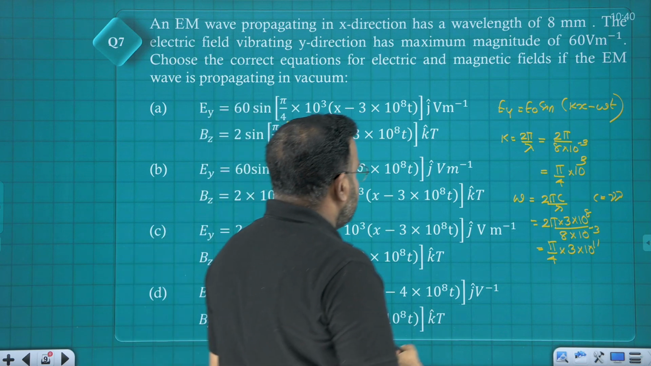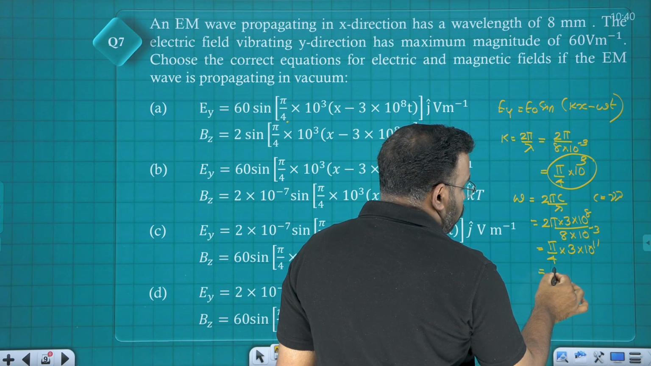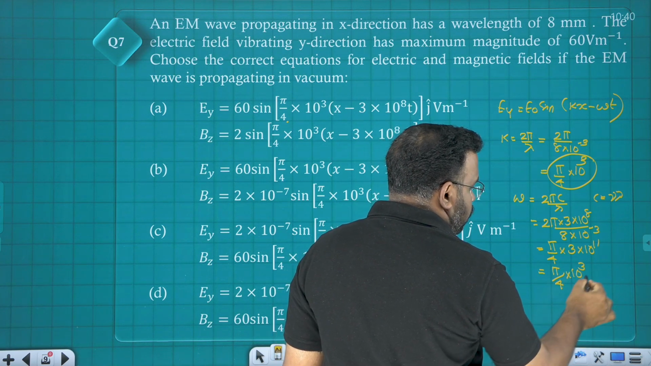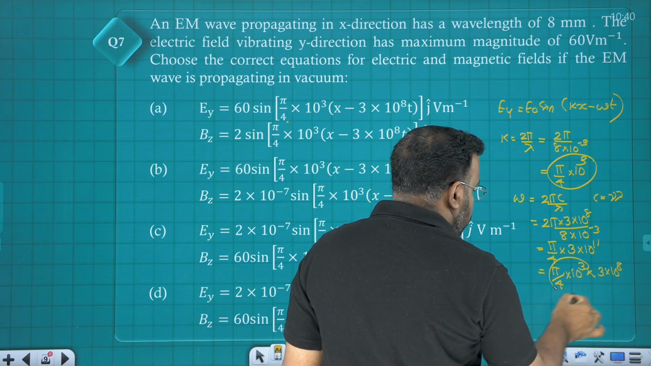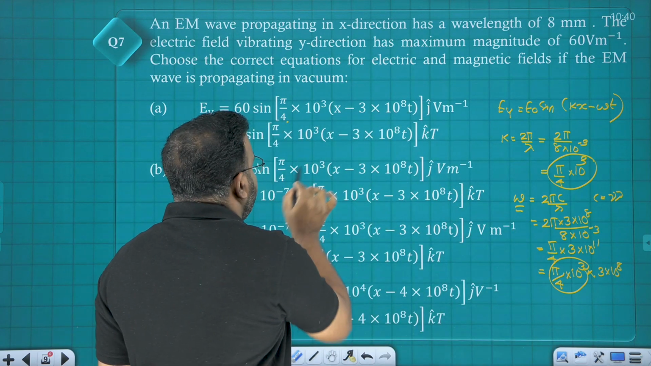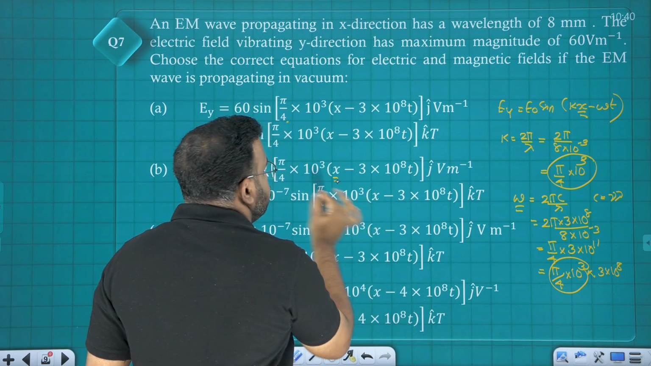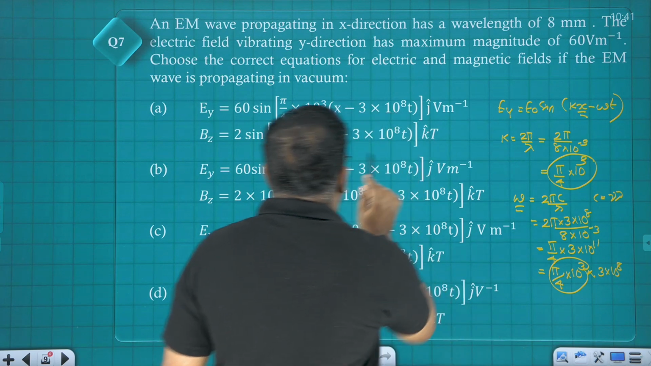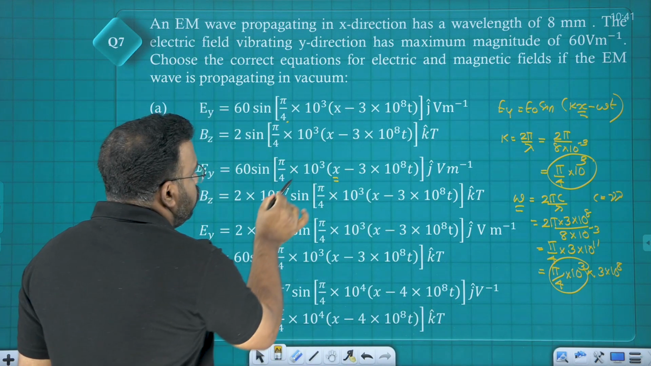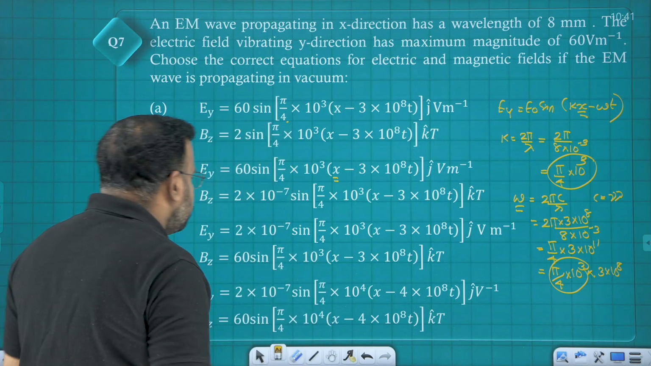Already we have pi by 4 into 10 to the power 3. If we take pi by 4 into 10 to the power 3 out, the remaining term will be 3 into 10 to the power 8. This is the omega value. Comparing with the standard form, x is x and the other term should be 3 into 10 to the power 8. So pi by 4 into 10 power 3 is coming out, and the second term is 3 into 10 power 8, and that is also there in many options.